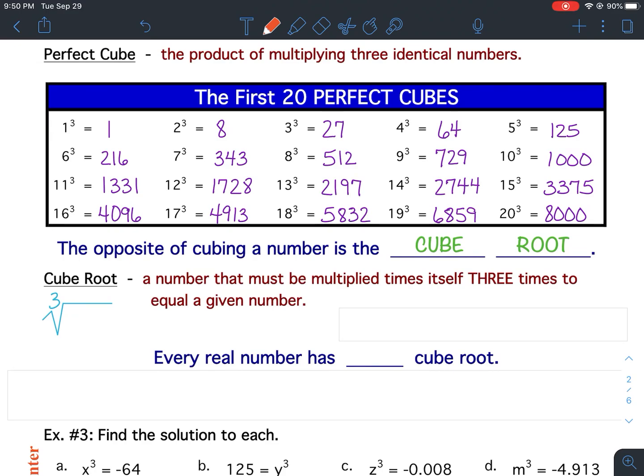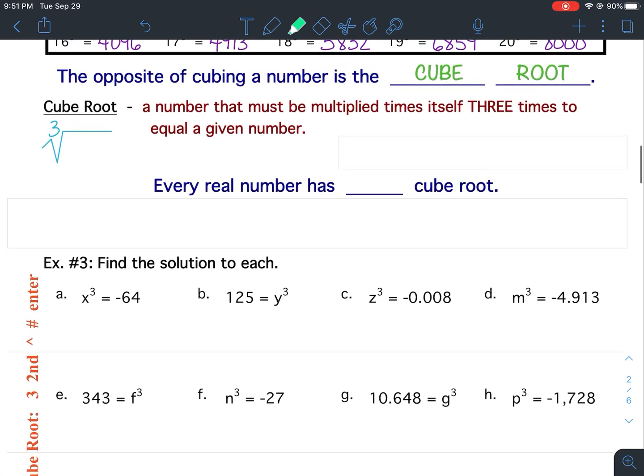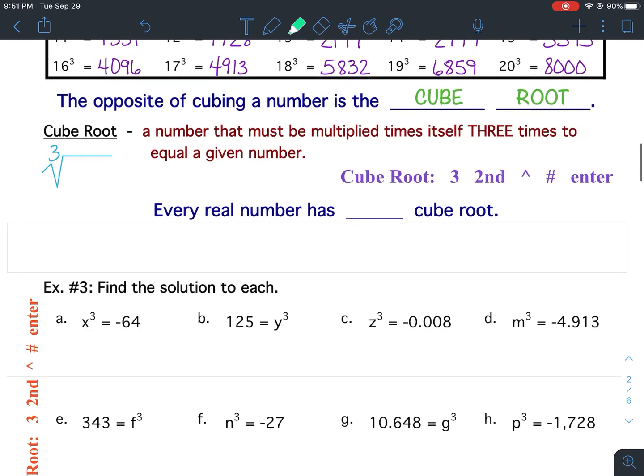Over here is how we write the cube root. It's very similar to the square root, but you need to make sure you have a 3 up in that corner there. That represents the cube root. Now to put the cube root into your calculator, you would put 3, then you would press the second button, then you would press the caret button. Remember, the caret button is up above the x squared. You would put in the number, and then you would hit enter.